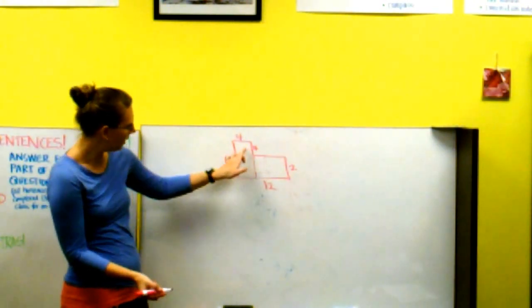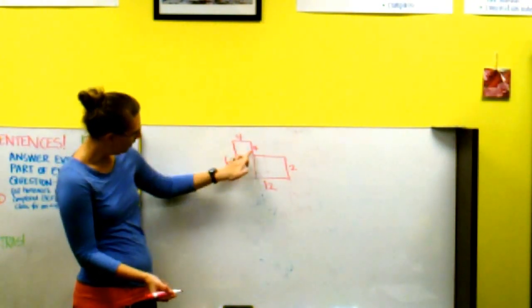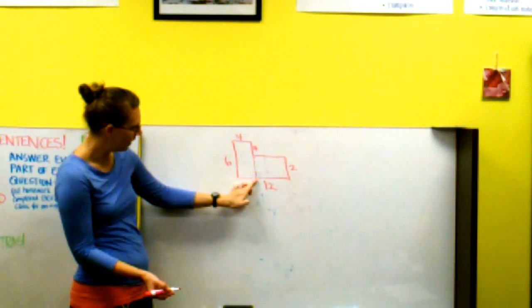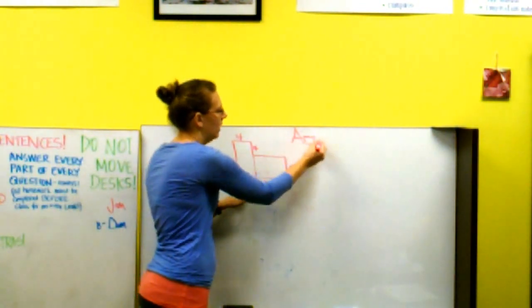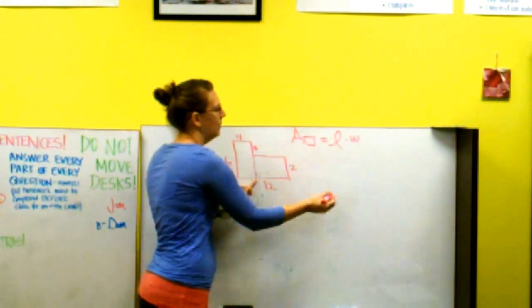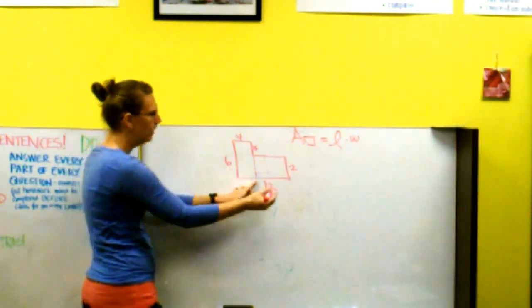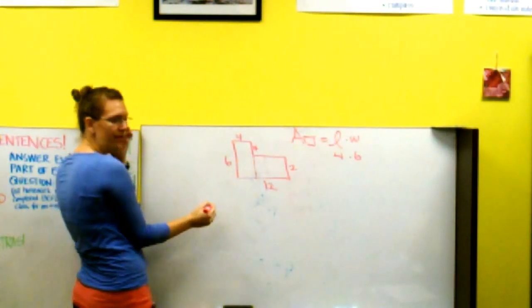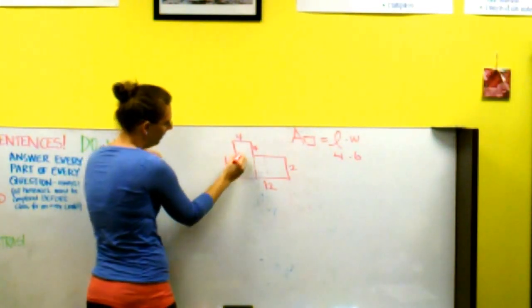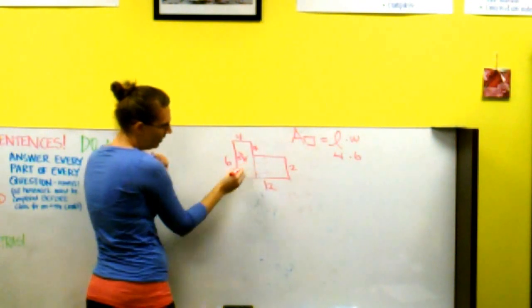So what, Jarvis, are the dimensions of this rectangle that you cut? How wide is it and how long is it? If I keep my area of a rectangle, we need length times width. So what's my length? 4. 4 and 6, exactly. So this shape, what would the area of it be? 24. Whatever the units are squared.